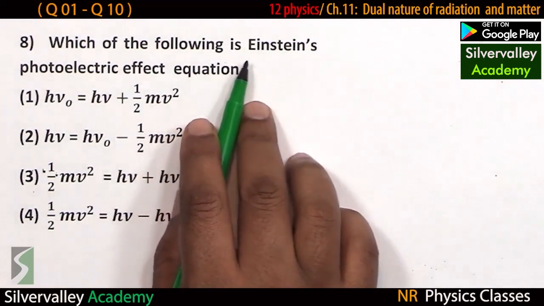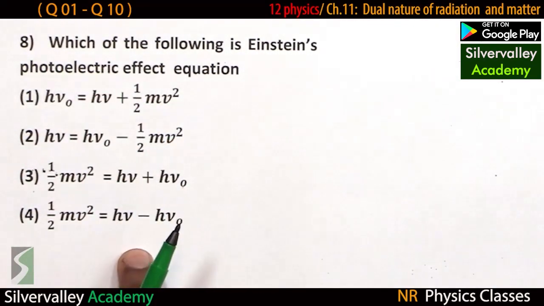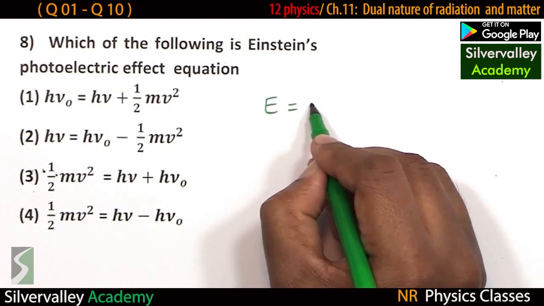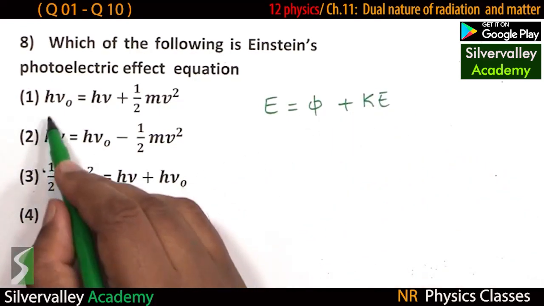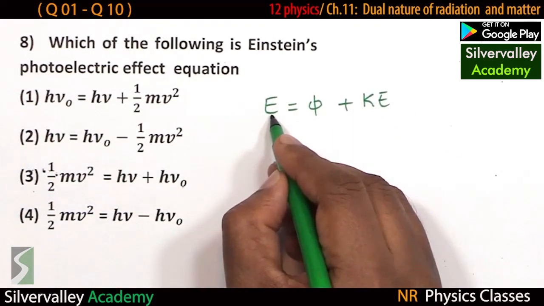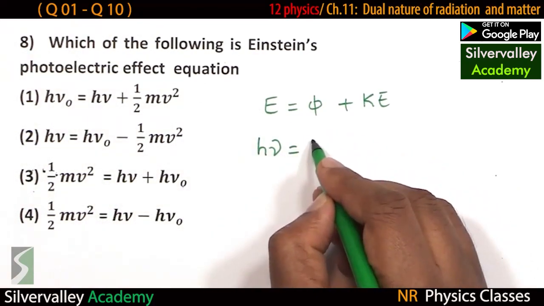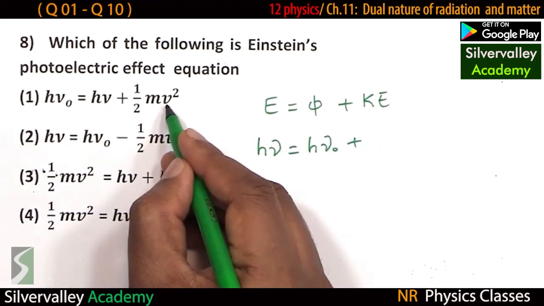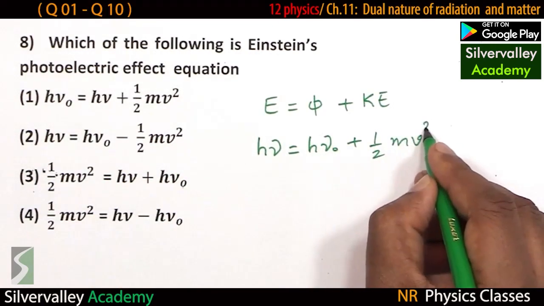Which of the following is Einstein's photoelectric effect equation? Observe. E equal to work function plus kinetic energy. Frequencies. Energy of incident photon is h nu. Energy of or work function is h nu naught plus kinetic energy is expressed in terms of velocity. So it is half m v square.